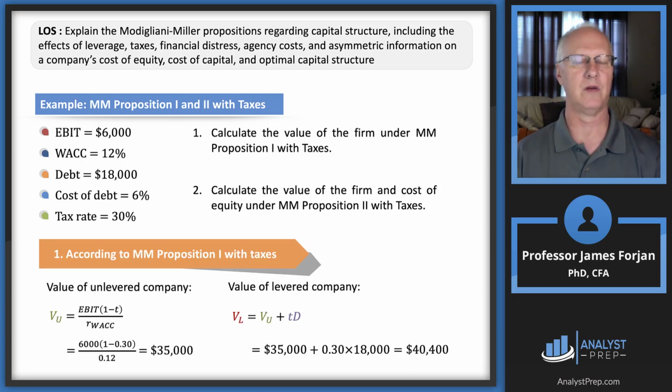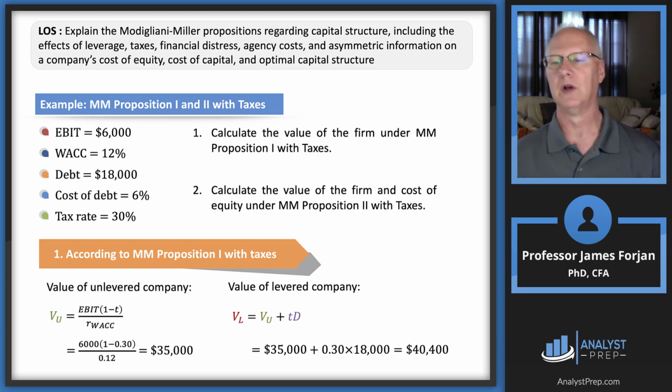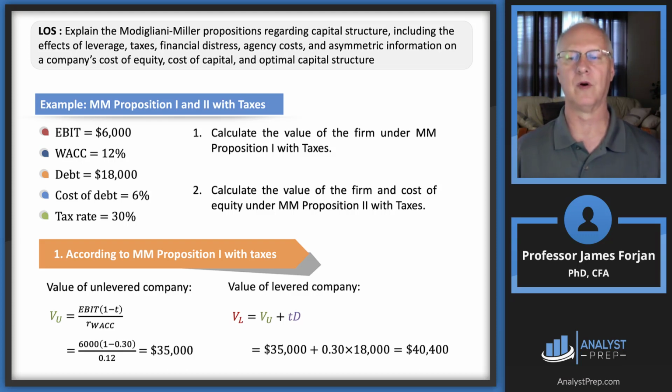So for the value of the unlevered firm, we take the 6,000 times 1 minus the tax rate, divided by 0.12. That gives us 35,000. But then for the value of the levered company, we add the tax rate times the total amount of debt of the 18,000. So that gets us up to $40,400. Let me just round to 40,000. So the value of the unlevered firm is $35,000. When we issue the bond, it increases our value by around $5,000.